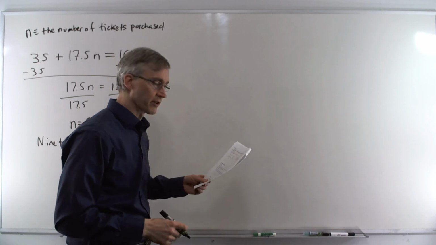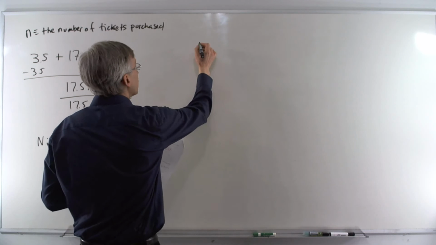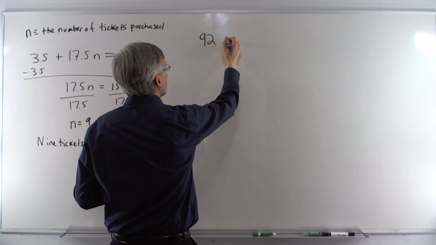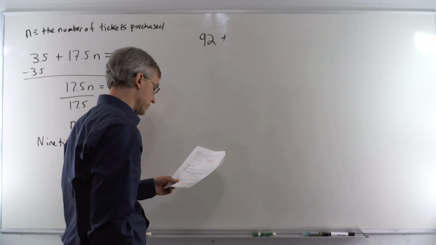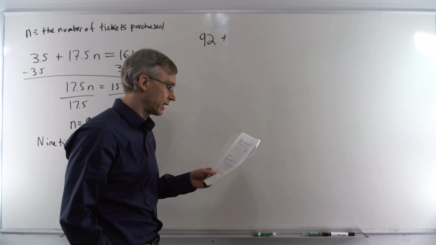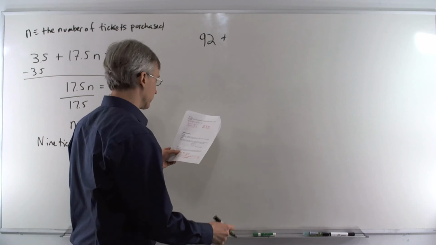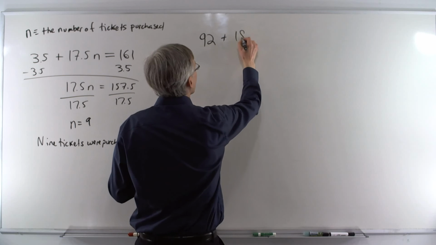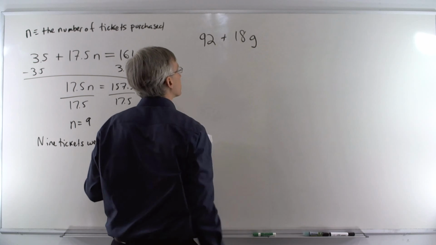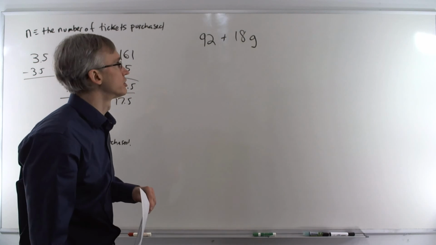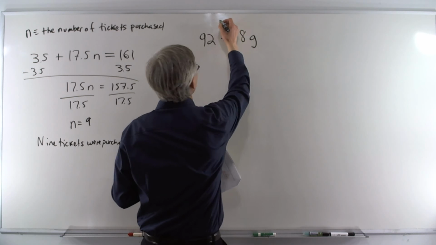So $92 for the visit, that's charged once. So it's not multiplied by anything, just 92 plus. And it's $18 for each outlet. I'm going to define G, and G represents the number of outlets upgraded.